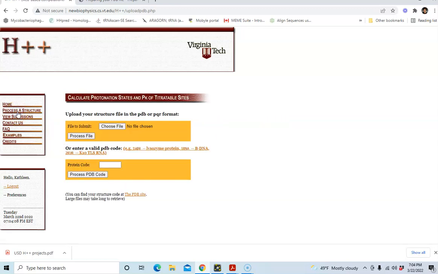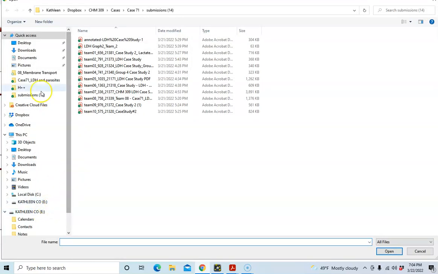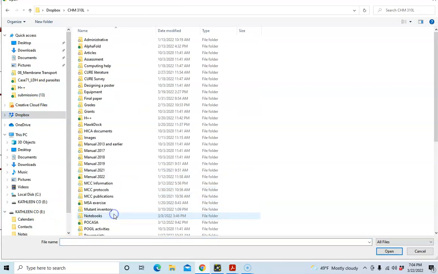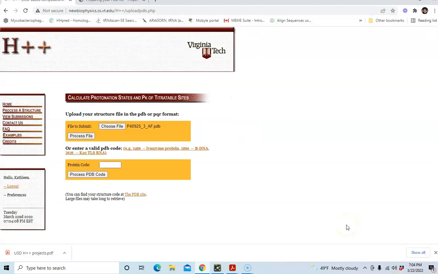If you want to process a structure, what you should do is click on Process a Structure, and then we can choose a file. The file that I want to choose is, I'm going to go to my Dropbox and go to H++, and I'm going to use the file that I AlphaFolded. That's the P40925 variant 3, so that's the human cytoplasmic MDH1, and I'm going to use the AlphaFolded one. So you're going to use your mutant AlphaFolded protein.